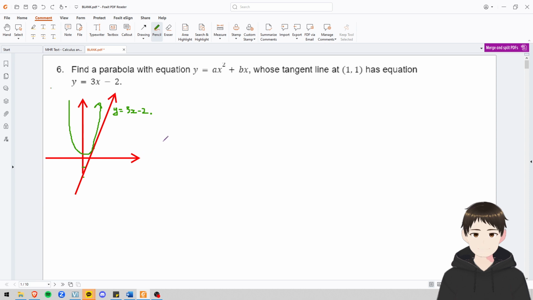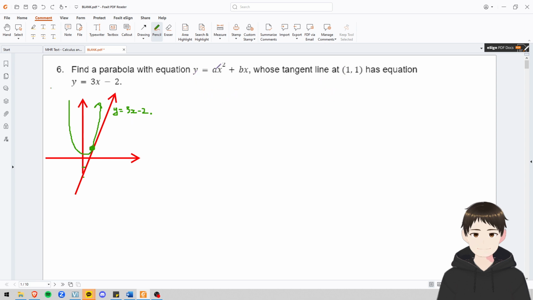Okay? What I do know, though, is at this point, the slope, the instantaneous rate of change, should have a slope of 3. Okay, this tangent has a slope of 3, which means the y prime of the parabola should also have a value of 3 when x equals 1. I said a lot. So let's try this out.